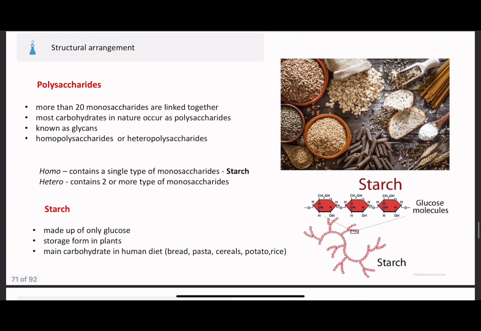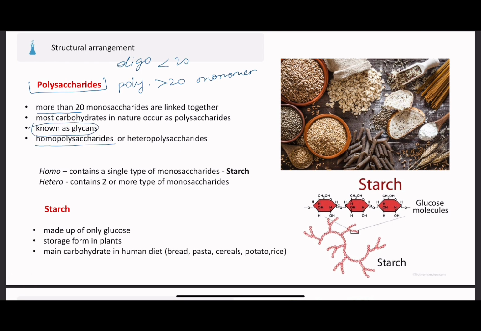Now, polysaccharides are the ones that have more than 20, okay? So they have more than 20 monomers. So less than 20, we said they are oligosaccharides. So less than 20 is going to be oligosaccharides. More than 20, it will be polysaccharides. Now, they are known as glycans. You need to know this.